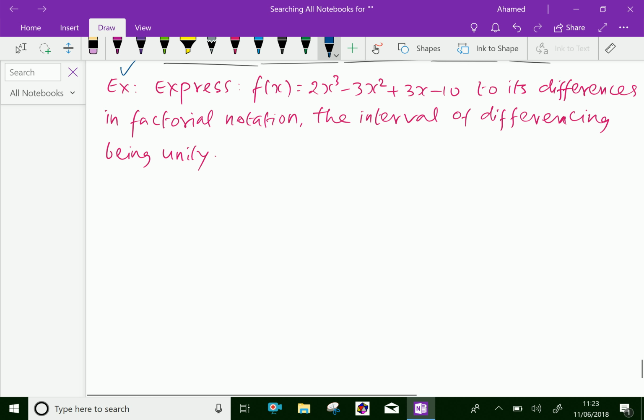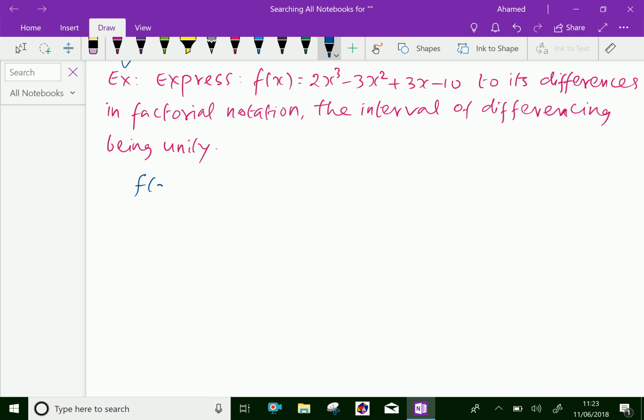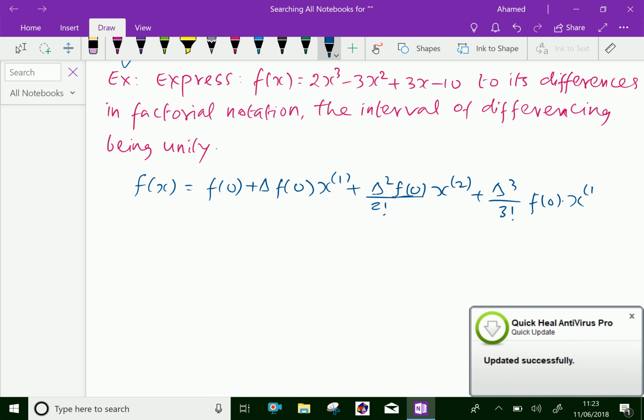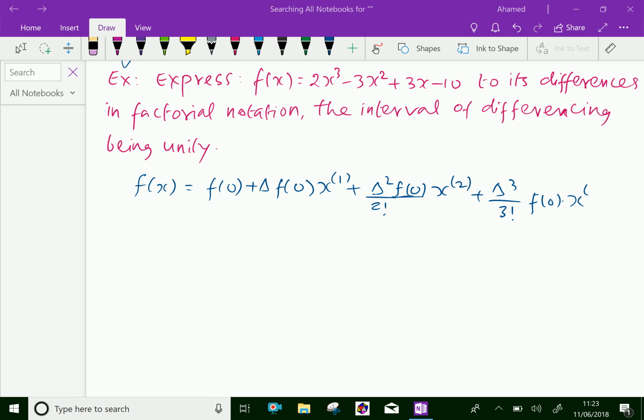Therefore, by using this equation, that is f of x equal f of 0 plus delta f of 0 into x power bracket minus 1, plus delta square f of 0 by 2 factorial into x power 2, plus delta cube f of 0 over 3 factorial into x power 3. Up to x power 3, we can expand.